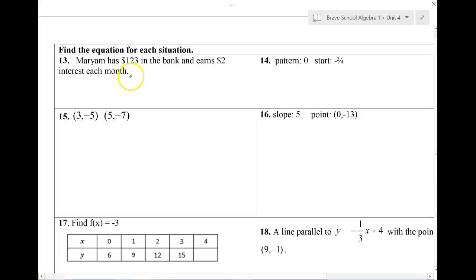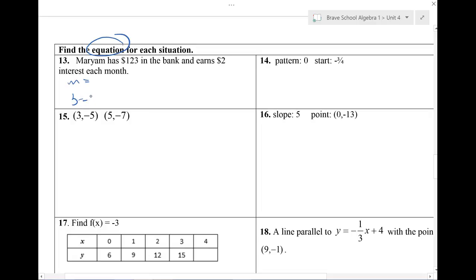Miriam has $123 in the bank and earns $2 interest each month. Okay, find the equation for each of these situations. That's all we're doing here. Okay, so we have to identify our slope and our y-intercept.